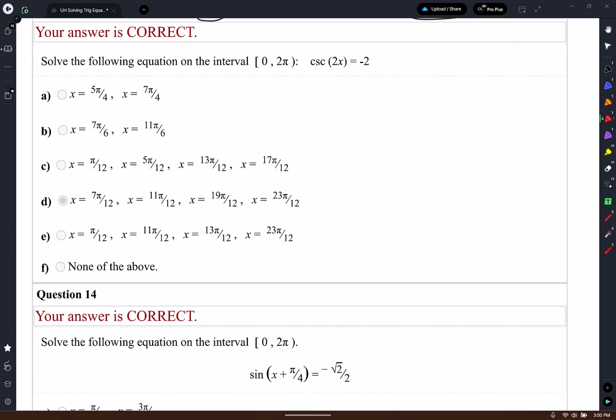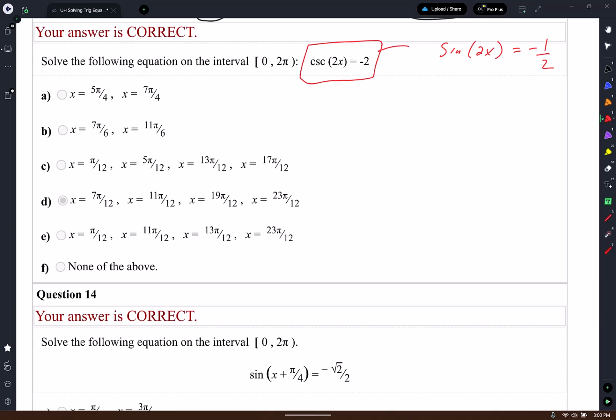I want you guys to be able to do this. Let me know if you can or if you can't. I want you to be able to look at this and be like, cosecant of 2x equals negative 2. Oh, the reciprocal of cosecant is sine. So I would like for you guys to be able to go right into it, leave the argument alone, and then just take the reciprocal of negative 2. Can we do that? No?